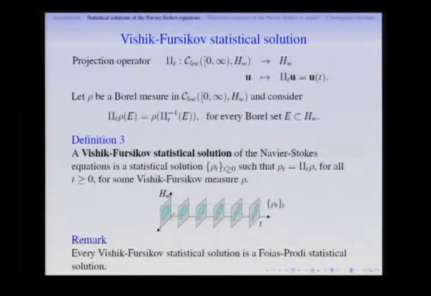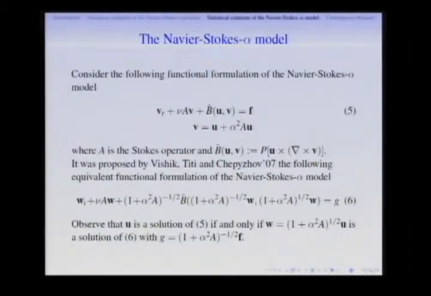And an important remark, an important result that I have already mentioned, is that every Vishik-Fursikov statistical solution is a statistical solution in the sense of Foias and Prodi. So here's the relation between them. And okay, so that was the definition for the Navier-Stokes equations. Now we are going to do the same for the Navier-Stokes alpha model.